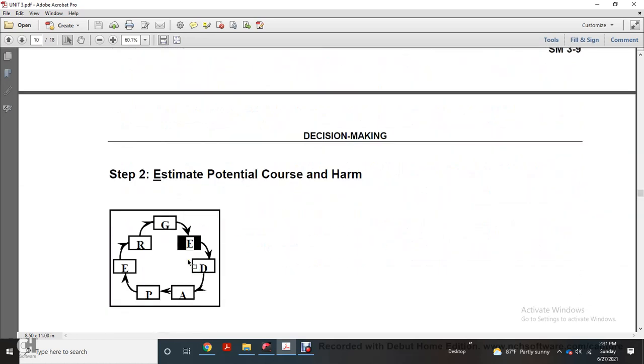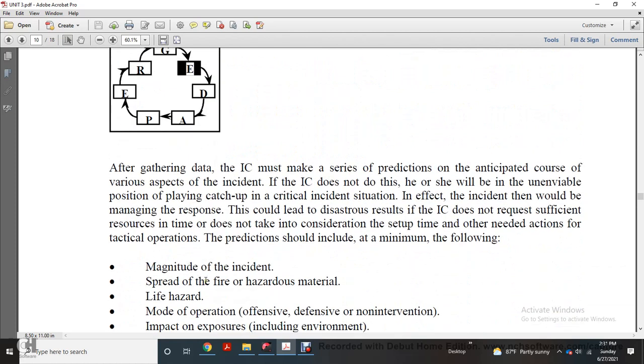Step 2 is to estimate the potential course of harm. As the data is gathered, the incident commander makes a theory with a prediction of the anticipated course of the various aspects of the incident. If the incident commander does not do this, he or she will be in an unavailable position, playing catch up with the critical incident situation. It could lead to a disastrous result if the incident commander does not request sufficient resources for the time and does not take it into consideration to set up.